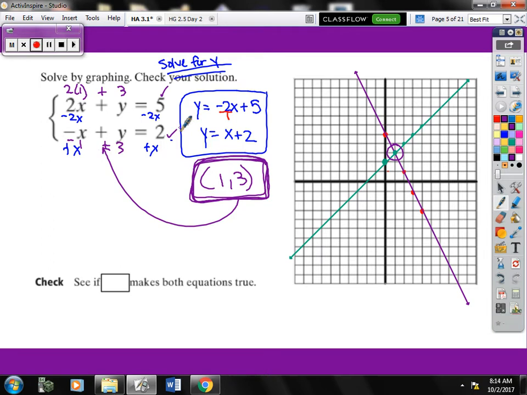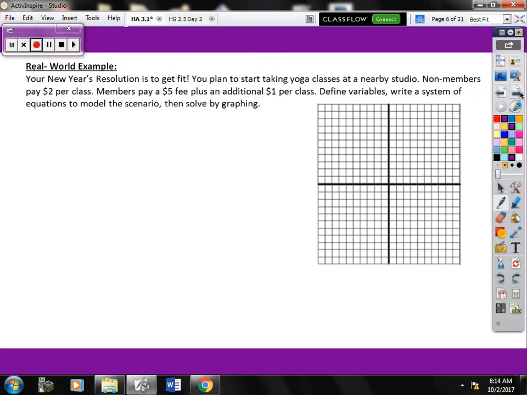All right, the next one and last one on the front we have is our real-world example. So we'll have to write a system of equations first and then graph it. So this one says your New Year's resolution is to get fit. You plan to start taking yoga class at a nearby studio. Non-members pay $2 per class. Members pay a $5 fee plus only $1 per class. Define variables and write a system of equations to model the scenario and then solve by graphing.